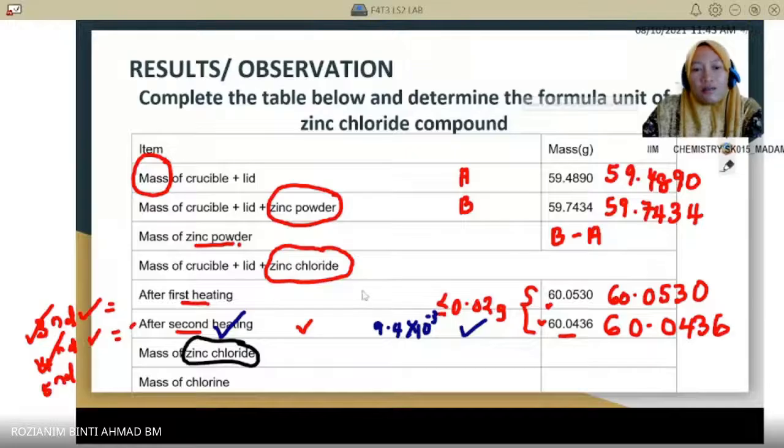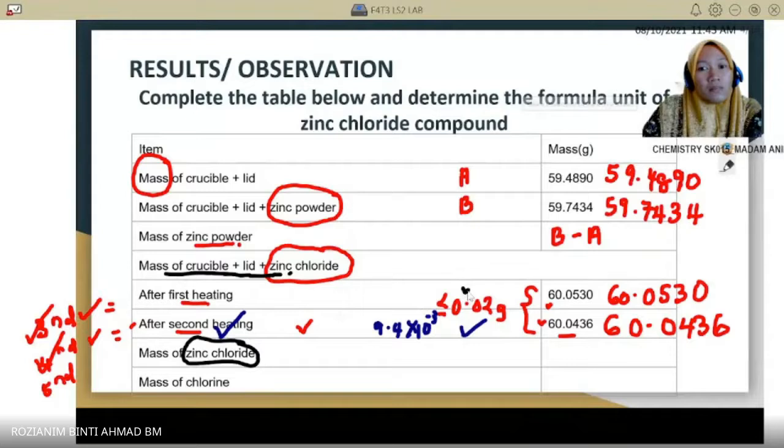Okay, kalau first hitting tolak second hitting, dia masih lagi compound yang sama. Maksudnya, first hitting, second hitting adalah bacaan mass crucible tambah lead, tambah zinc chloride. Kita nak mass zinc chloride sahaja. Kalau kita tolak first dengan second, itu guide kita untuk stop eksperimen. Tapi kita nak mass zinc chloride sahaja.